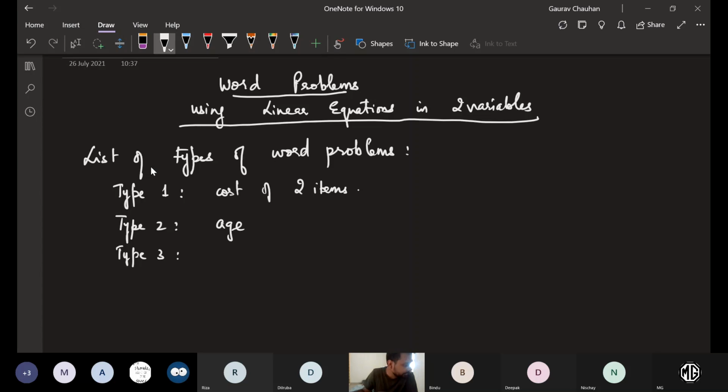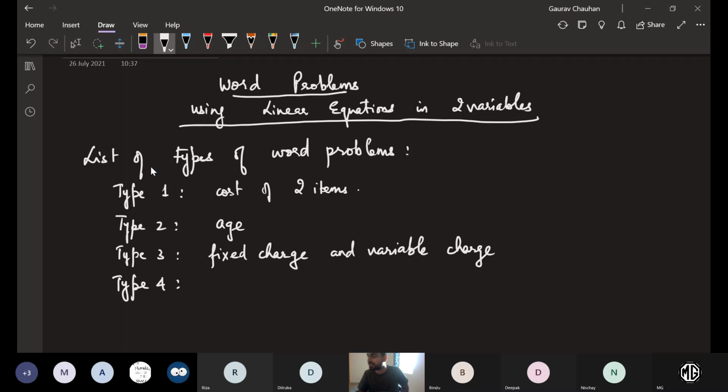Age. The third one I want you to write is fixed charge and variable charge. Just make this list, okay? We will come to see what all this is. Fixed charge and variable charge.